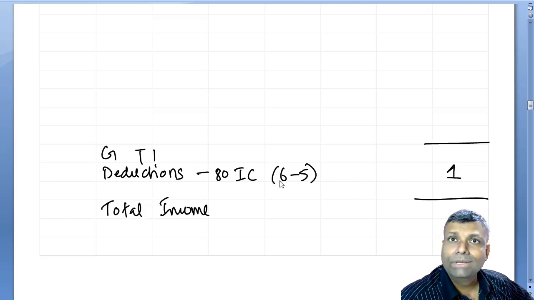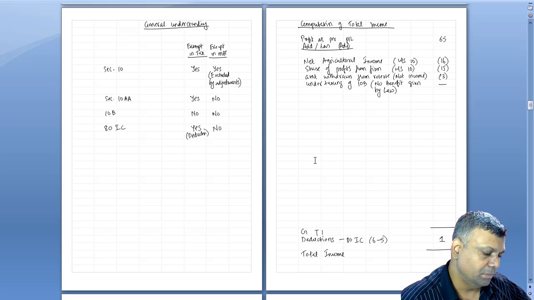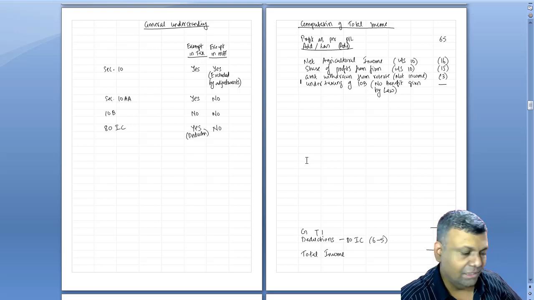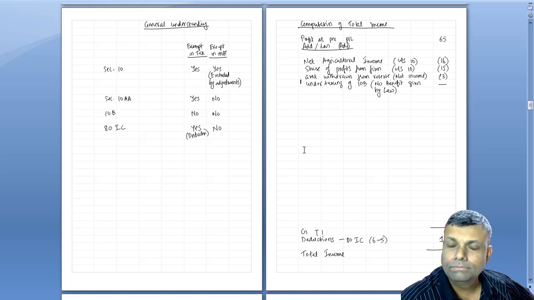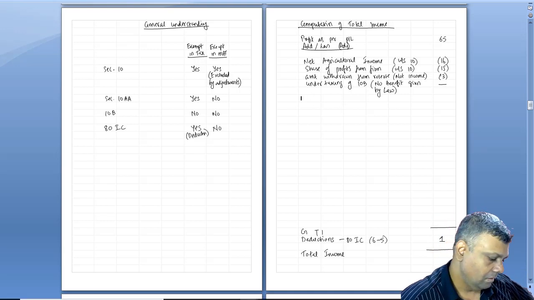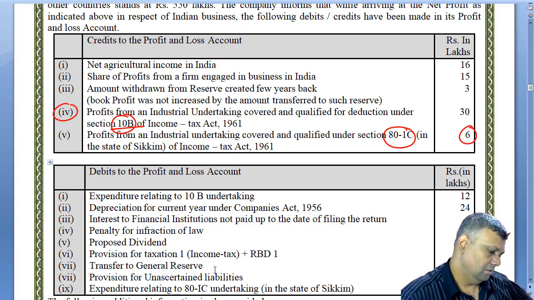So check out your answer, friends. So far, so good. This is how the structure of the answer looks. You started with profit as per P&L, then you have done a few adjustments. Then after doing all the adjustments, headwise, you will get a gross total income, then again a deduction, then there is a total income. Okay, let me go to the next point.